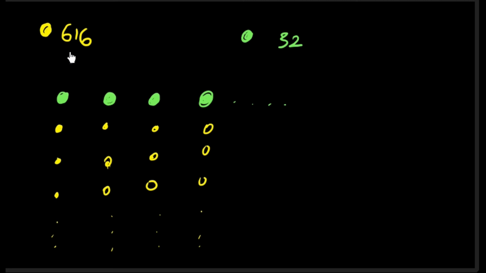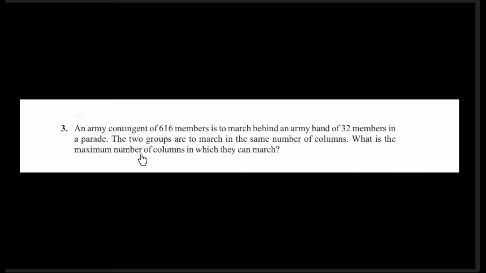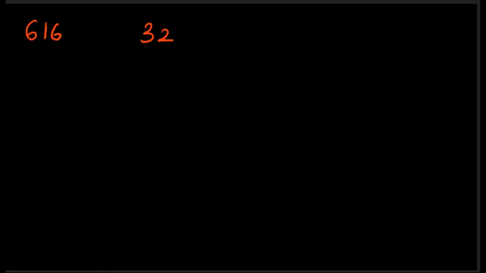यहाँ पे हमारे पास 616 members की एक group है. They need to march behind 32 member group. अब हमें ये पता करना है कि these two groups are to march in same number of columns. We need to find the maximum number of columns which they can march on. Maximum number of columns find करना है. That would be HCF of 616 and 32.